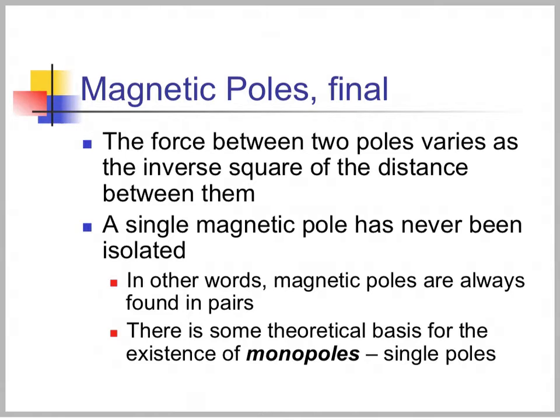Now, in electricity, we can have a single isolated charge. However, in magnetism, there is no such thing as a magnetic monopole. In other words, magnetic poles always are found in pairs. There is some theoretical basis for the existence of monopoles, a single pole, a northern magnetic charge. However, we have never seen one, even though we have looked for them for quite some time.